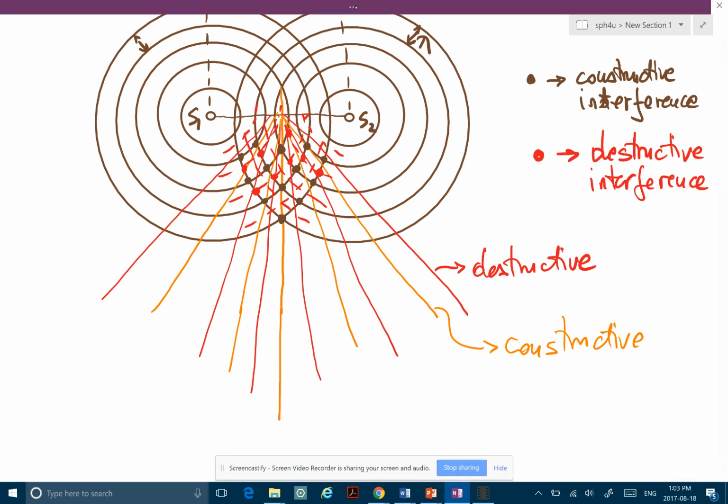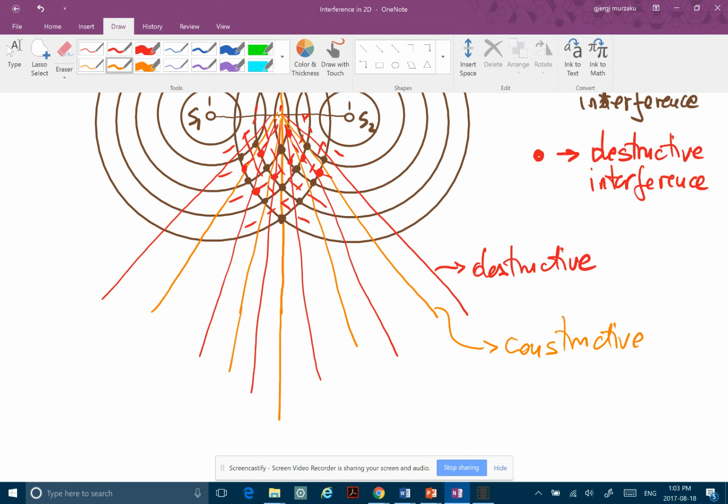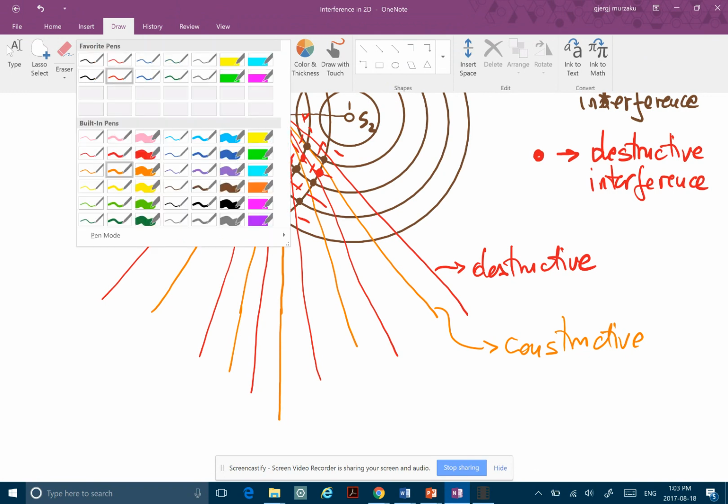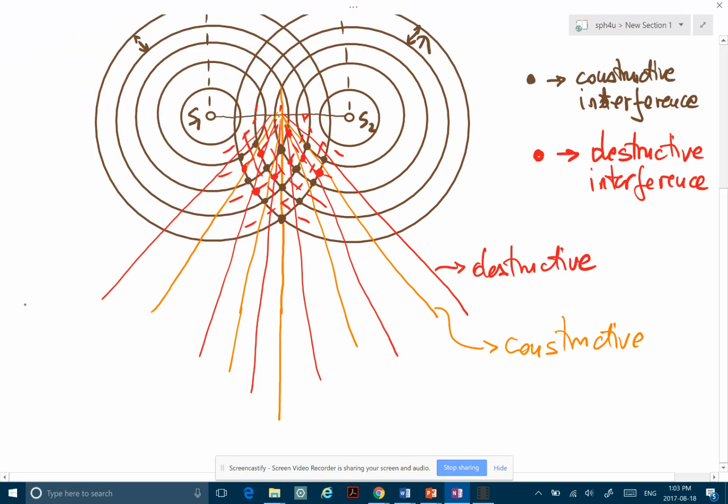Okay. So what happens if I place, let's say, a screen, or some sort of screen where we can see this, right? Let's say that we're the observer on this side. So all these points will be an alternating of constructive and destructive interference.